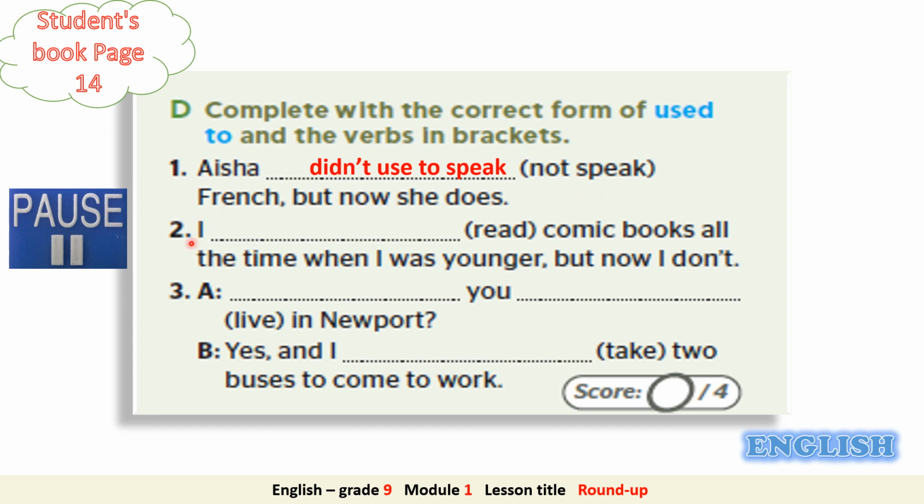Now number two. I read comic books all the time when I was younger, but now I don't. What do you think? Very good. I used to read. Number three. You live in Newport. This is a question. What do you think? Brilliant. Did you used to live? For the questions, we use did plus subject plus used to and the base form of the verb.